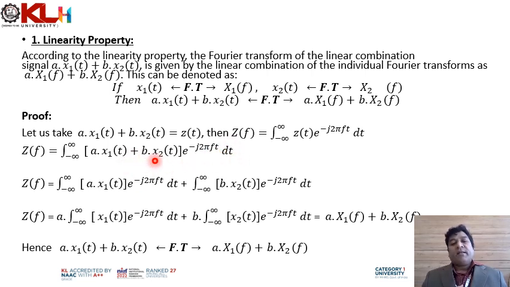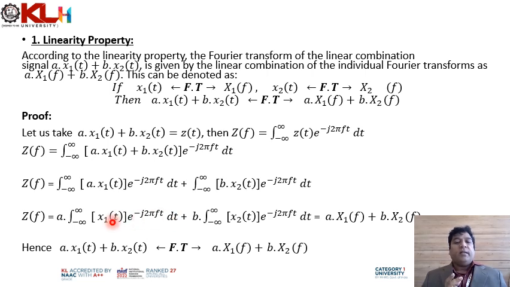Then we can factor this integral into two pieces. The first piece is the integral of a x1 into e power minus j 2 pi f t dt, plus the second piece, which is the integral of b x2 multiplied by e power minus j 2 pi f t dt. Now here the integration is with respect to t. Here a is a constant, so the constant is going to come out of the integral. Then we are left with the integral of x1 of t e power minus j 2 pi f t dt.